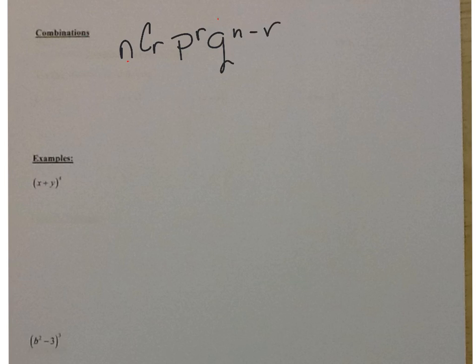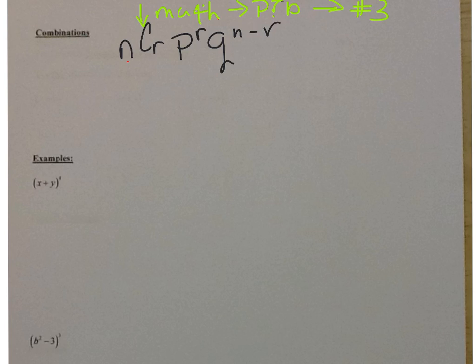Before I tell you what everything else is, I want to tell you where the C button is. You're going to hit math, then go over to PRB. PRB stands for probability, because this is a probability formula. And then you go to number 3.